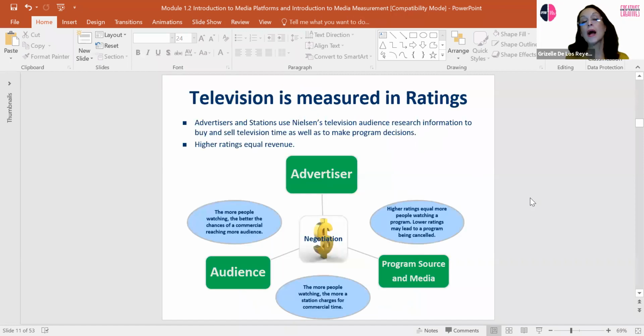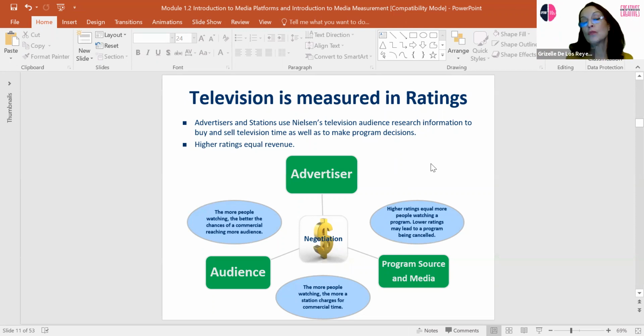So television and broadcast in general, this includes radio, is measured in ratings. And the company that measures ratings, which is a percentage, you're going to see, I'm not going to get into the calculations because that's in a video specifically. But ratings is a percentage of the universe, meaning they may or may not be watching television, but the percentage of that population, that universe, that demographic that is basically tuned into the show. So it's a percentage of who's watching. So again, you have the advertiser, you have the audience, and you have the program source or the media.